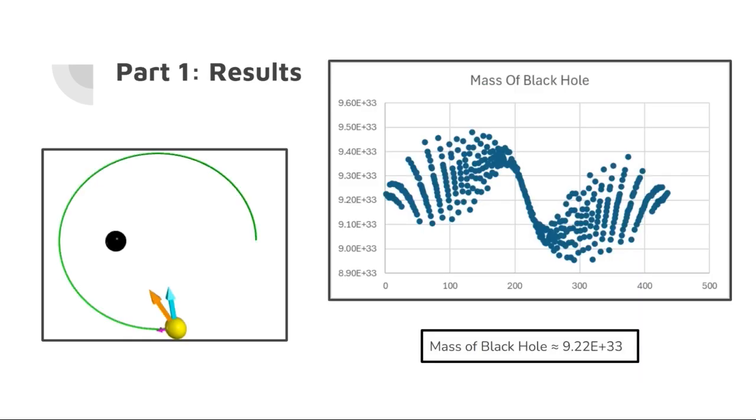After running the code, we can see the path of the star as outlined in the picture on the left, about 3/4 of the way through its revolution. We can see the force parallel, perpendicular, and the net force acting on the star in this position. The parallel force is the purple arrow, the cyan arrow is the perpendicular force, and the orange arrow is the net force acting on the star. In the graph on the right, we can see the plotted values of all the masses at each time interval. Averaging them, we find that the average mass of the black hole is 9.22 times 10 to the 33 power.